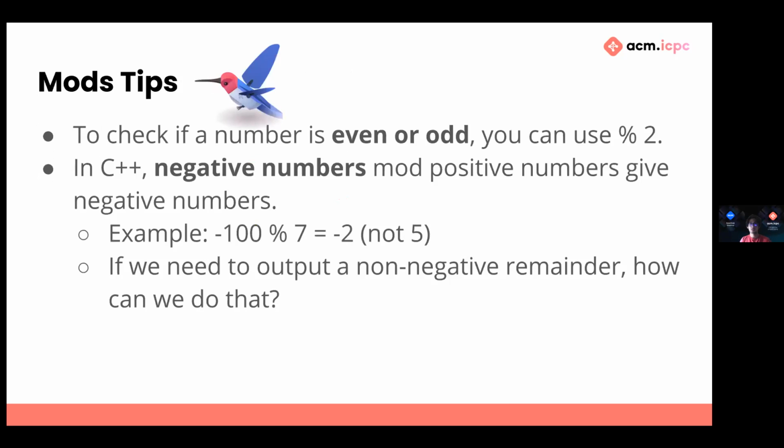Some tips about mod. A common use case for mod is you can mod a number by 2 to check if it's even or odd. If it's odd, it'll be 1. If it's even, it'll be 0. One thing to watch out for is that negative numbers in C++ mod to negative numbers. For example, if we try to take the mod of negative 100 by 7, you'll get negative 2 and not a number between 0 and 6. Hopefully just using these numbers, you can figure out a way to convert this negative value into a non-negative value.